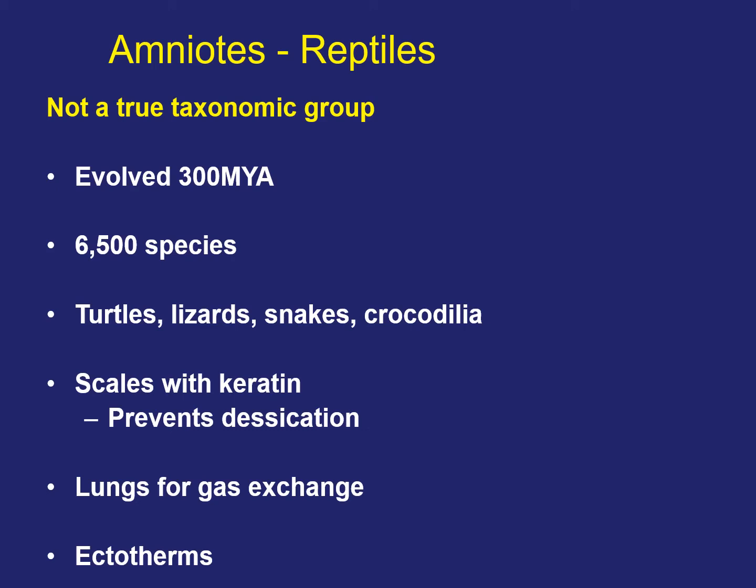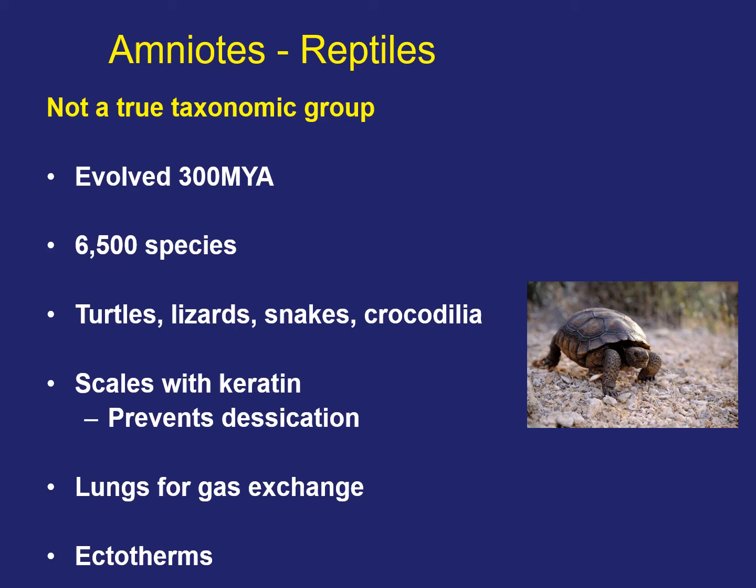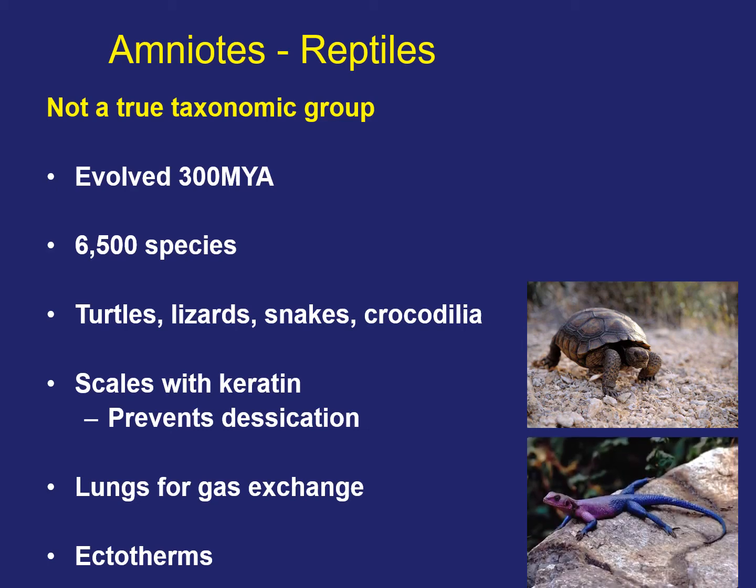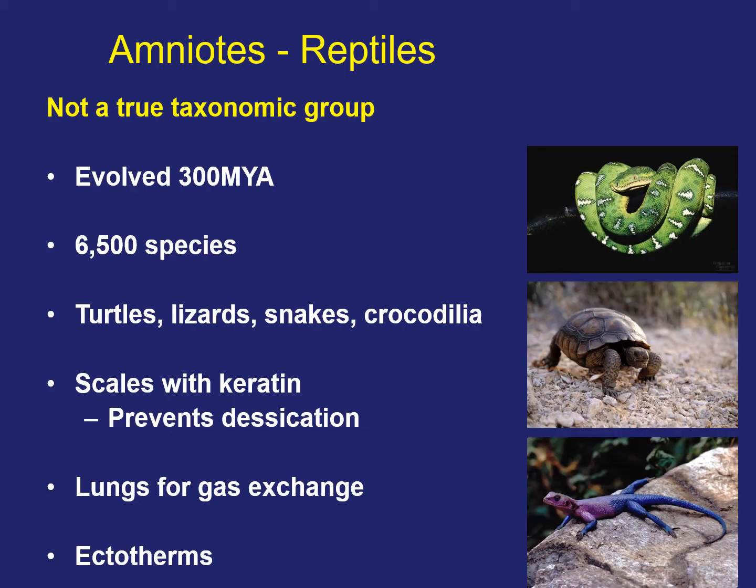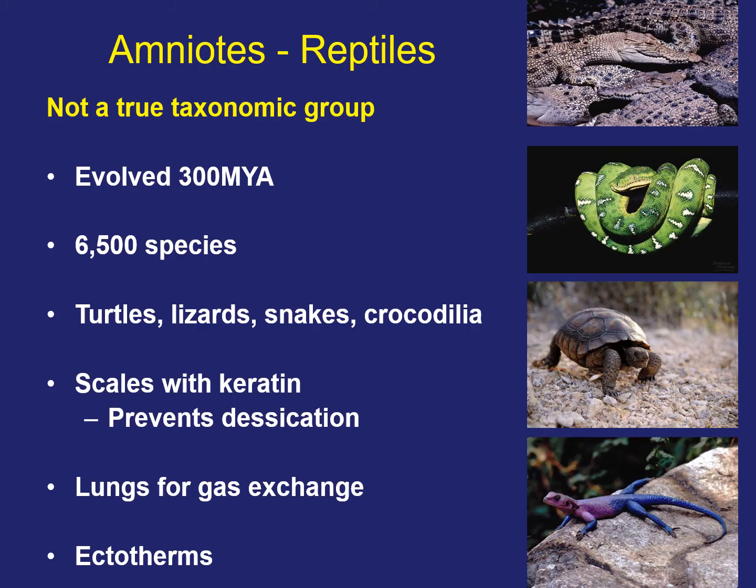Also, reptiles are ectotherms. So ecto means from outside, therm refers to temperature. So they need to regulate their temperature by regulating their exposure to sunlight. If a reptile is too cold, it'll go out and sun itself, basically. And we have a fairly diverse group here. We have turtles and tortoises, we have lizards, we have snakes, and we also have the crocodilia and alligators.